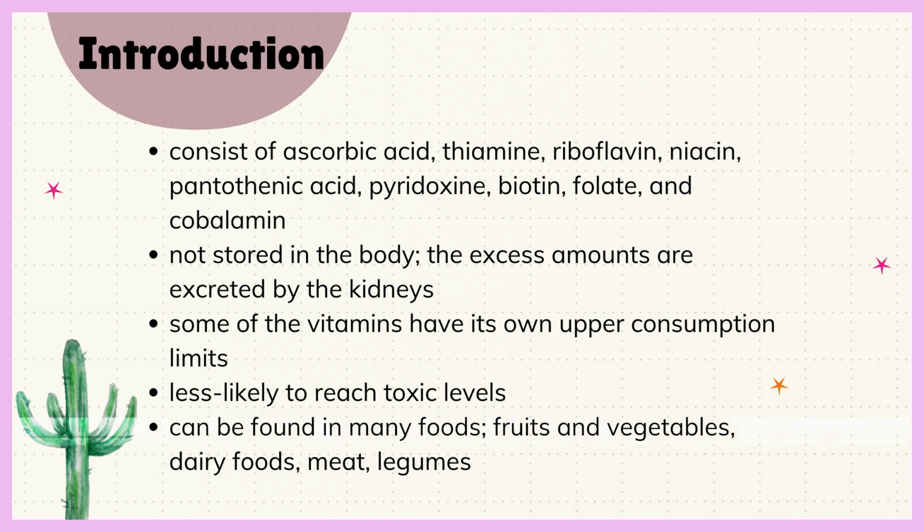Water-soluble vitamins consist of ascorbic acid, thiamine, riboflavin, niacin, pantothenic acid, pyridoxine, biotin, folate, and cobalamin. They can be found in many foods, especially fruits and vegetables, dairy foods, meat, and legumes.